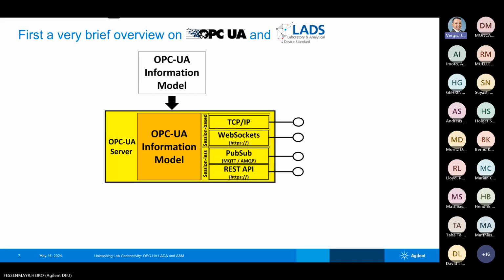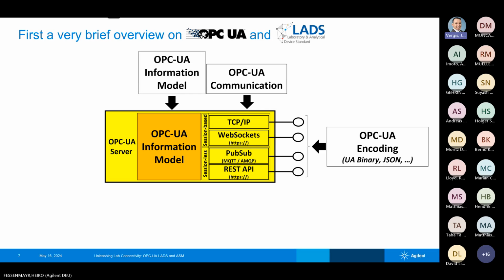So you get the information model, you get the communication, and you have several communication possibilities in parallel. You have a session-based possibility with TCP/IP or WebSockets, and you have session-less communication with the publisher-subscriber pattern, which you can do via MQTT or AMQP. And just recently the REST API functionality has been documented as well, and I will show that in the demo then.